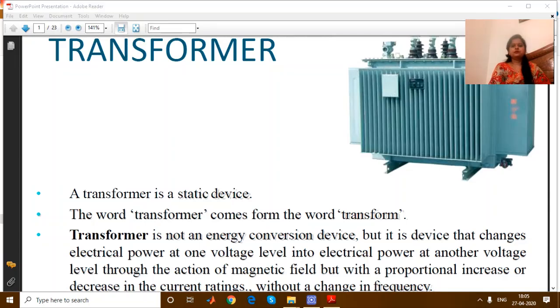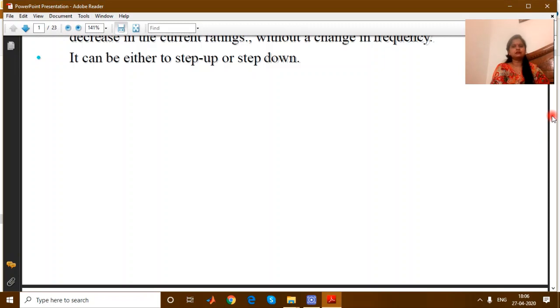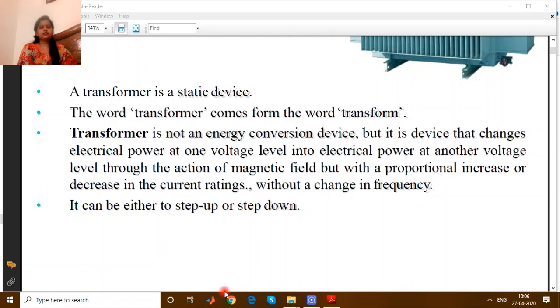Today I am going to discuss the basics of the transformer. A transformer is a static device which is used to transfer electrical energy from one voltage level to another voltage level. It is called a static device because there is no rotating part in the transformer, right? In the definition we can see that the transformer can be either a step up or a step down. If we need to increase the voltage level, we can use a step up transformer.